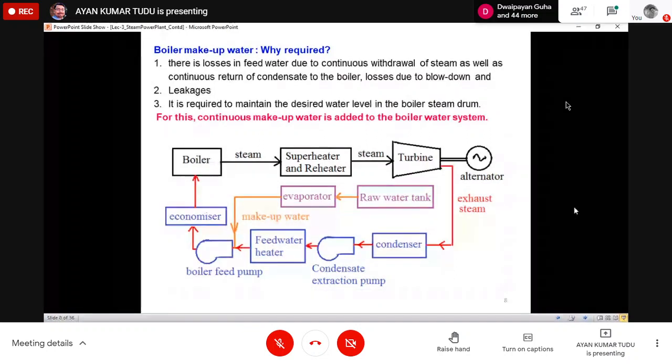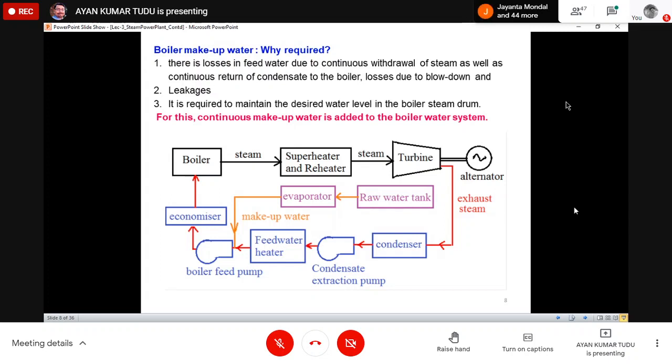So here again that typical figure is given. As you can see, we have the boiler, from there the superheater and the reheater, the steam that is being produced. That steam is again running the turbine. From the turbine, the spent or exhaust steam is going into the condenser. From the condenser, what we have is our cooling tower or the spray pond.